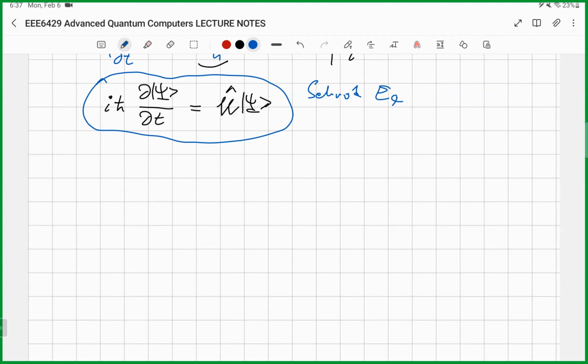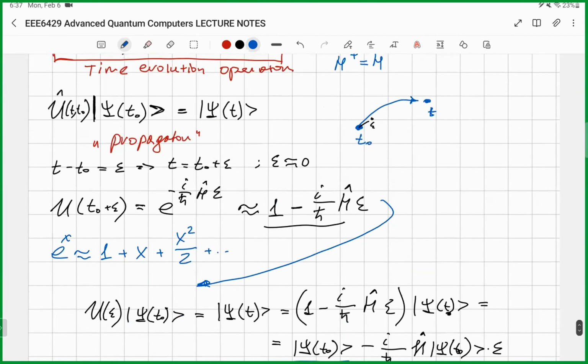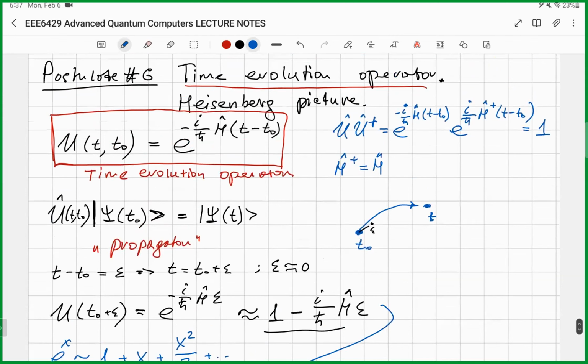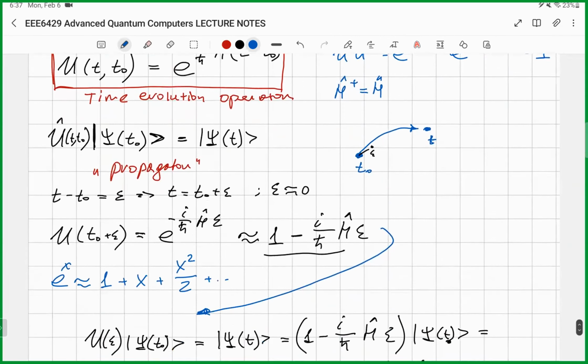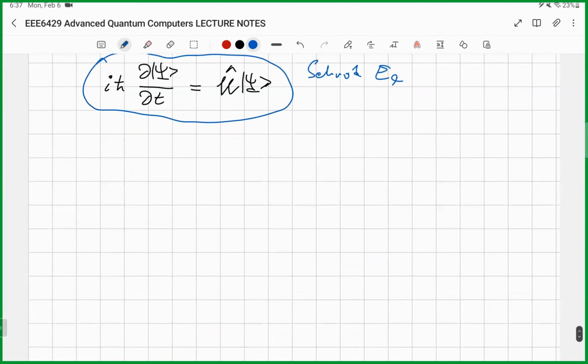Very good. And what is even more important, for our discussion, is that having this evolution operator, I can represent quantum mechanics in the so-called Heisenberg picture.